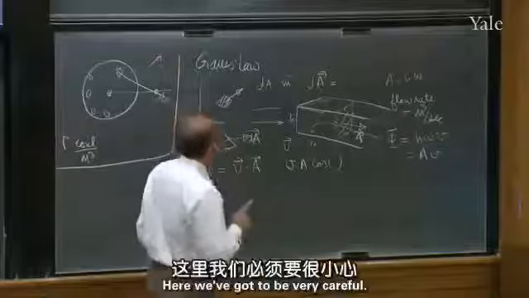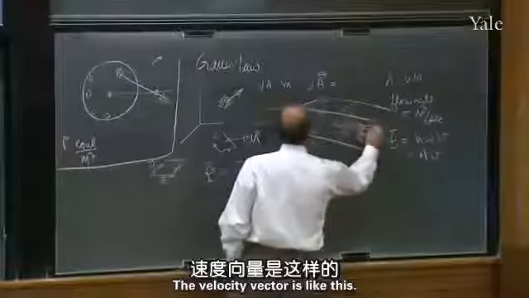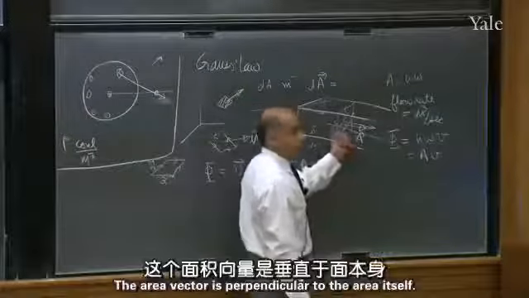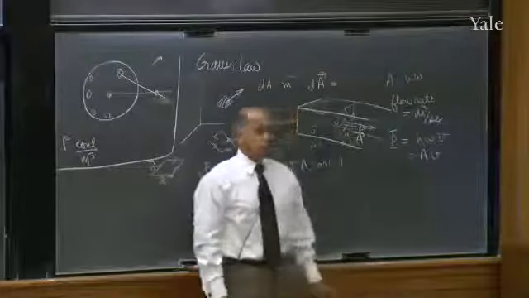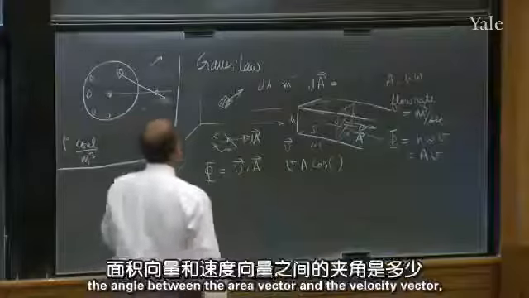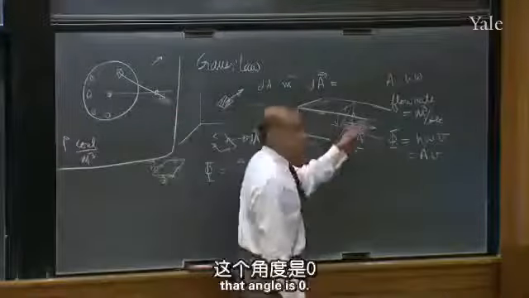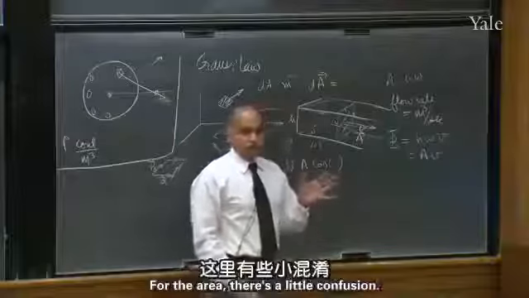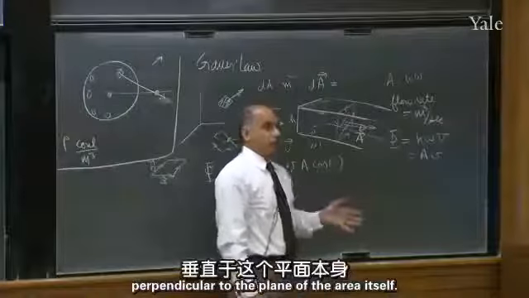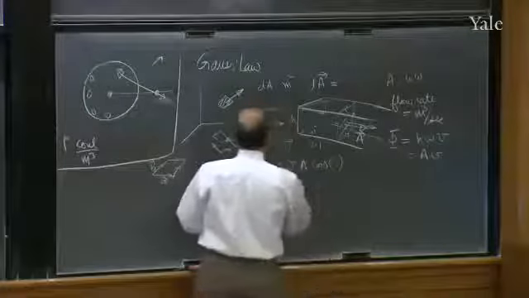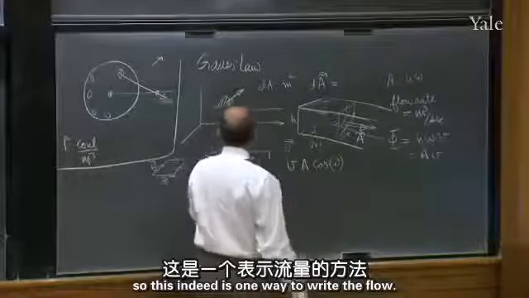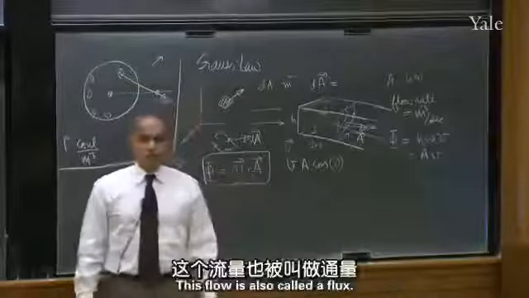Here you've got to be very careful. The velocity vector is like this. It's perpendicular to the plane, but don't say it's cosine of 90. The area vector is perpendicular to the area itself. You understand that? When I take the dot product, and I ask for the angle between the area vector and the velocity vector, that angle is 0. So for an area, there's a little confusion. The vector representing it happens to be perpendicular to the plane of the area itself. So if you remember that, then v dot A is vA times cosine 0. So this indeed is one way to write the flow. This flow is also called the flux.